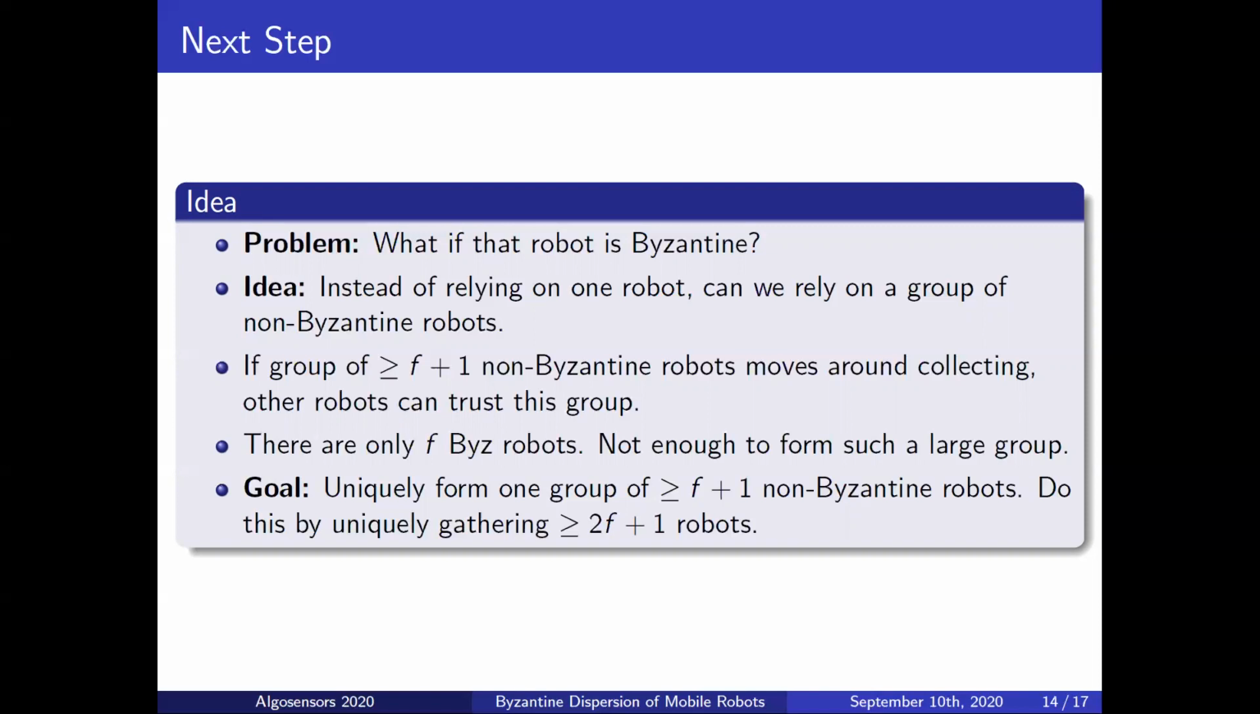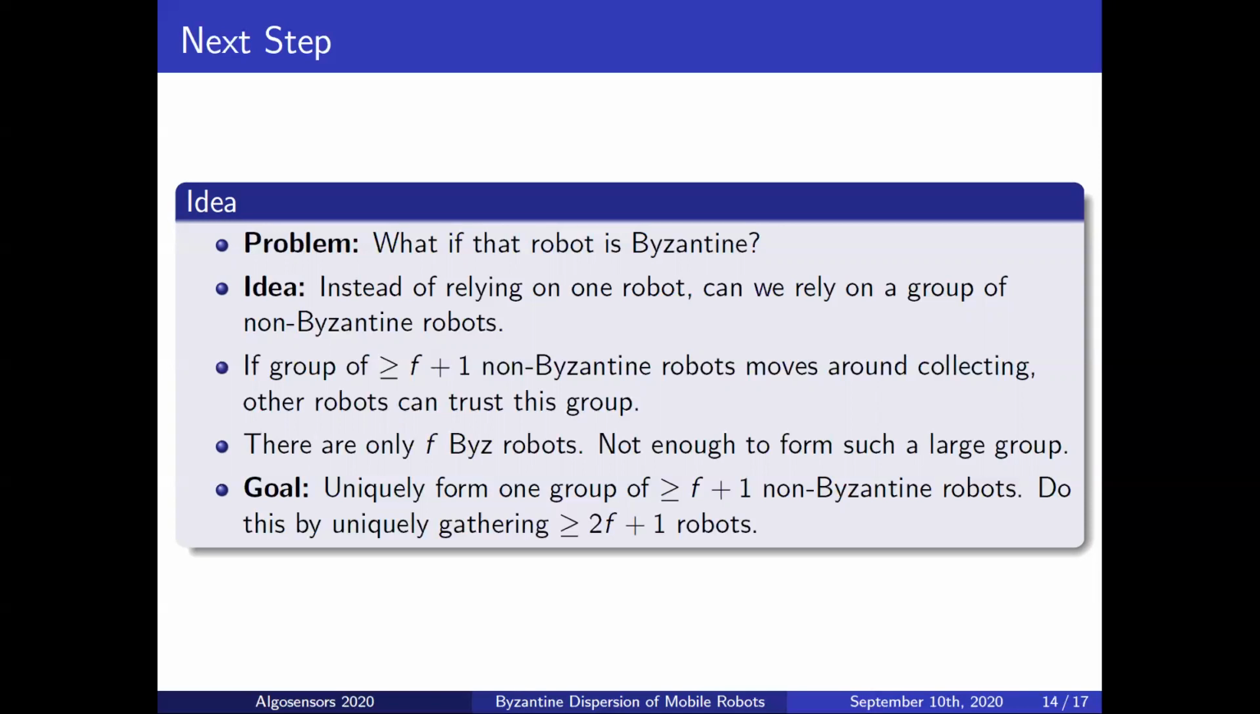Now, why would this work? Well, there are two things. One is there should be a unique such group that's moving around. And two, there should be at least F+1 non-Byzantine robots in it. Because we know that if there are only F Byzantine robots, even if all the Byzantine robots gathered together, they couldn't form such a large group. So what's our goal now? Previously, we were trying to gather robots.